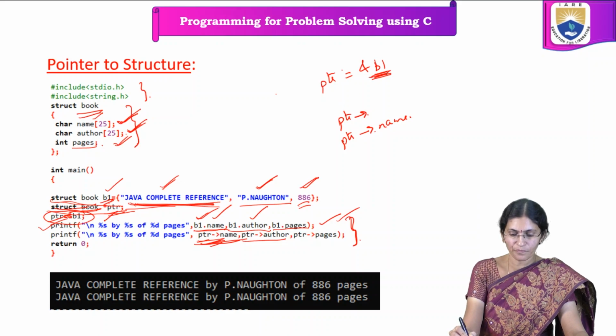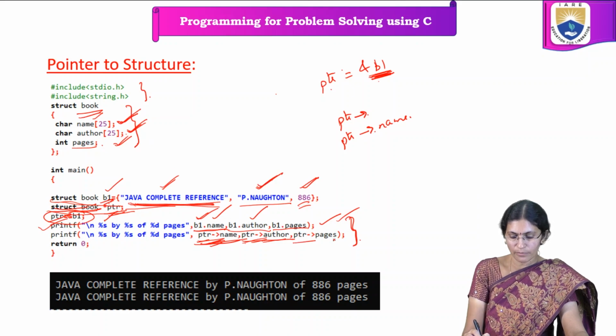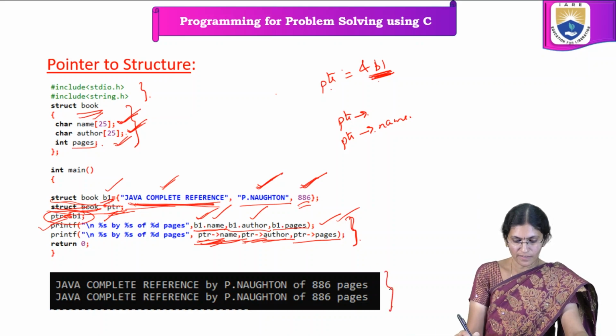Because PTR points to a structure variable and PTR is containing the address of a structure variable. So by means of the dereferencing operator, PTR arrow operator author will give the author name, that means this one. PTR arrow operator pages will give this value. So the output of this is the same, you can see here. The first line is the output of this line. By using the dot operator, we have printed the variable name and then the dot operator, and here we have printed the value by using the pointer variable and arrow operator.